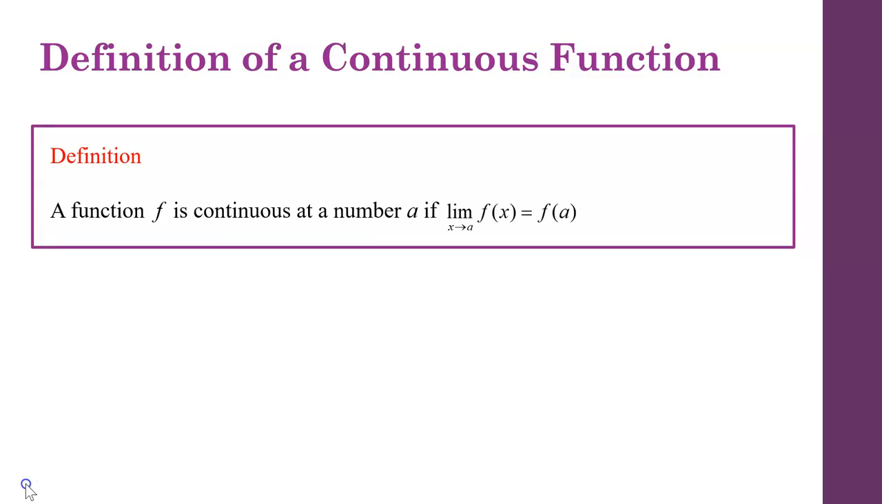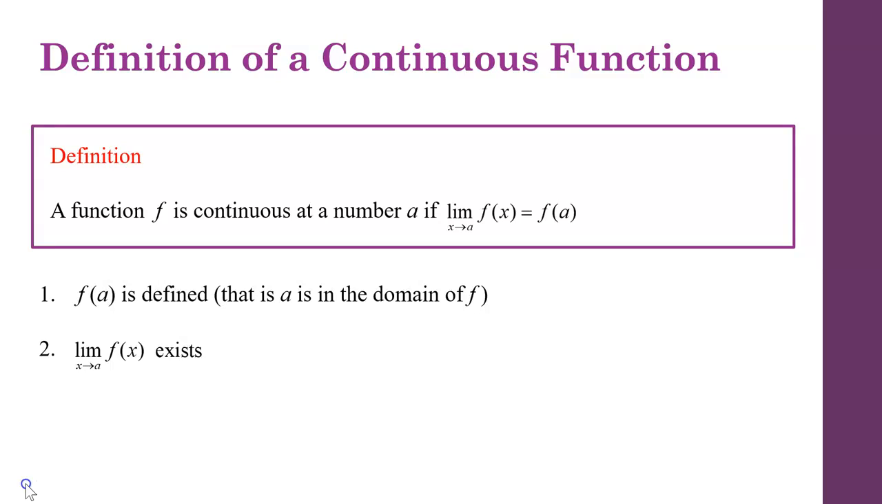So this definition implies three things as far as our function is concerned. For it to be continuous, first, it must be defined at a, right? Because we said the limit is equal to f of a, so if f of a did not exist, we couldn't set the limit equal to it. So f of a must be defined, which means a is in the domain.